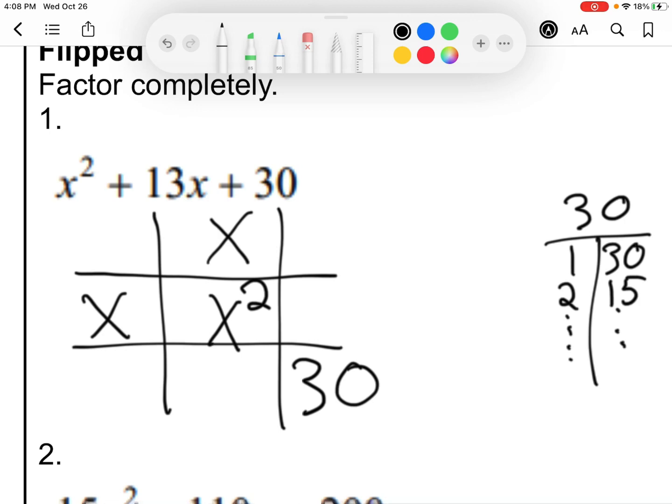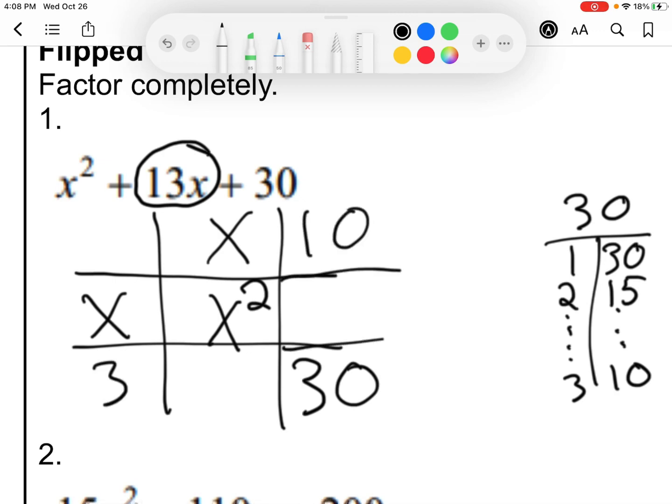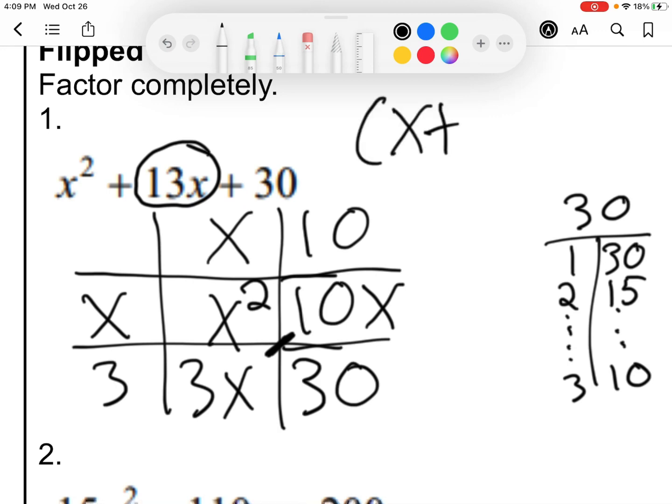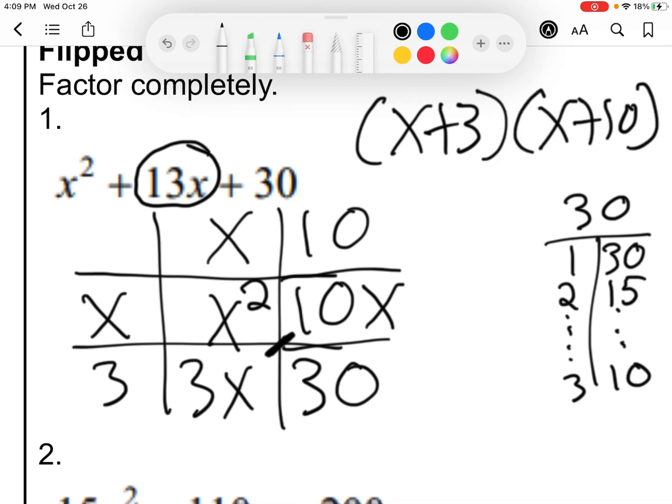I want two factors that are going to be able to combine, when I combine like terms, to get 13x. So that one's going to be my 3 and my 10. So I can play around with where I put them. I get 3x and 10x. If I combine positive 3 and positive 10, I do get 13x. So I get x plus 3 and x plus 10.